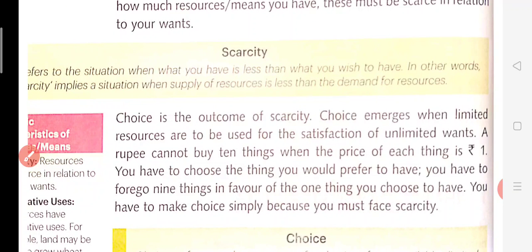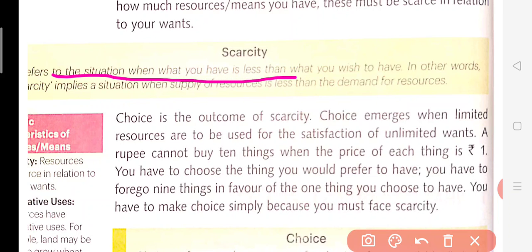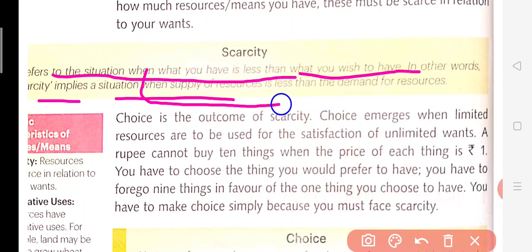What is the definition of scarcity? It refers to a situation when what you have is less than what you wish to have. In other words, scarcity implies a situation when the supply of resources is less than the demand for resources. When the resources supply is less than the demand, what is our demand?